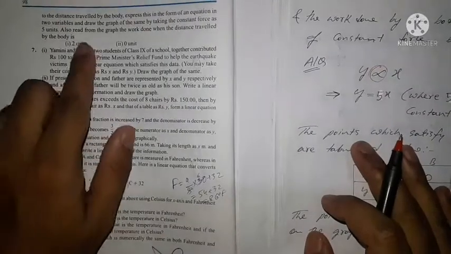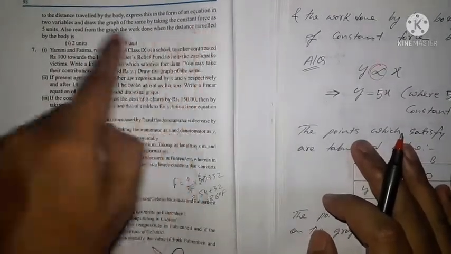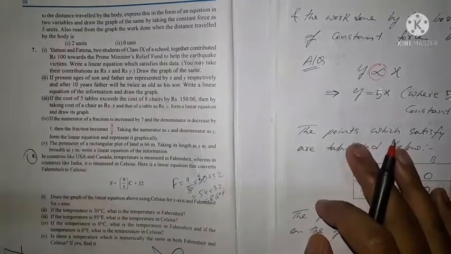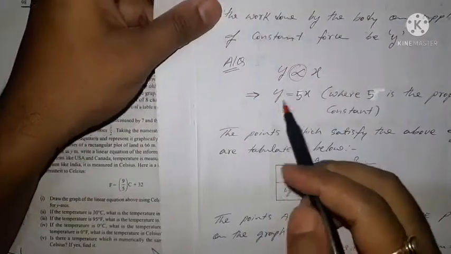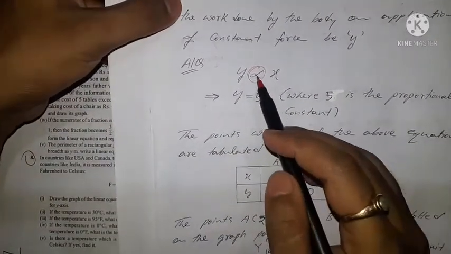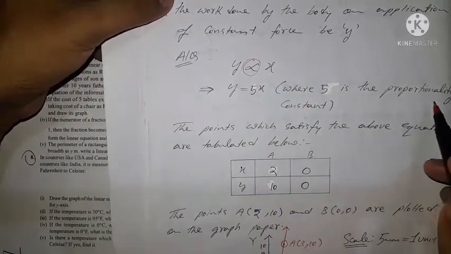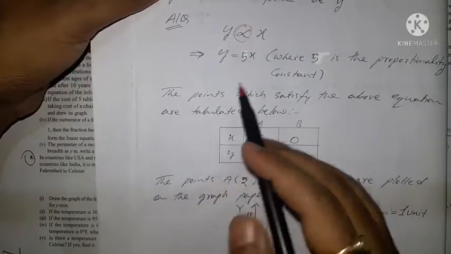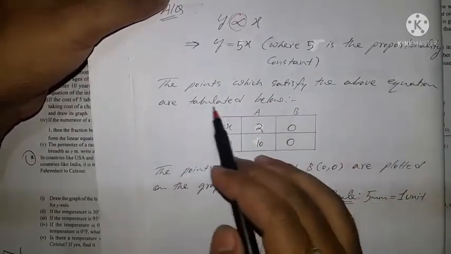Here, it is already given in the question that the constant force is 5 units, so we need to take the proportionality constant as 5. So we have taken 5 as the constant of proportionality and replaced the proportionality sign by the equal sign, giving y = 5x, where 5 is the proportionality constant. Therefore this is a linear equation. The points which satisfy the above equation are tabulated below.